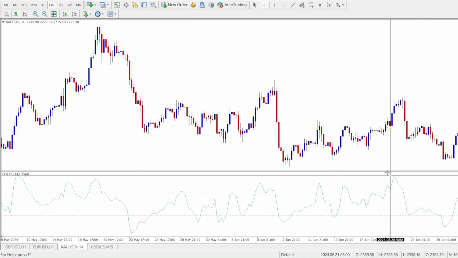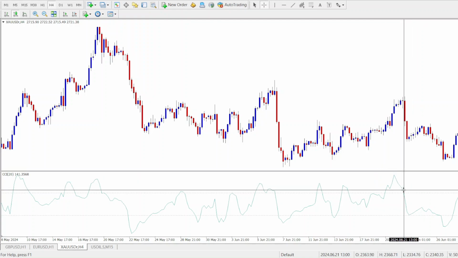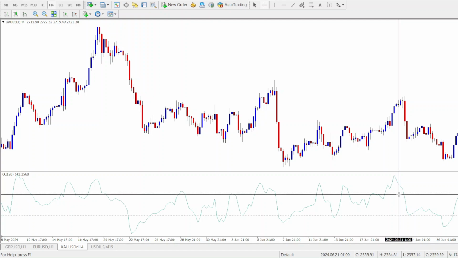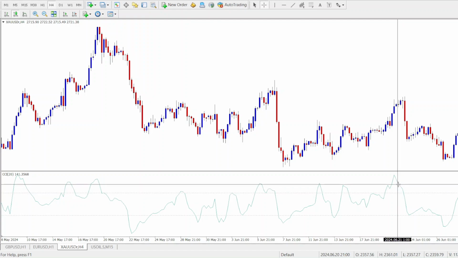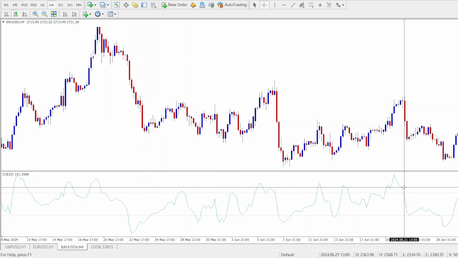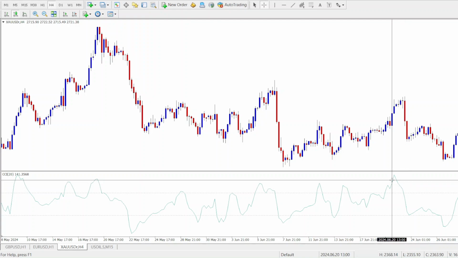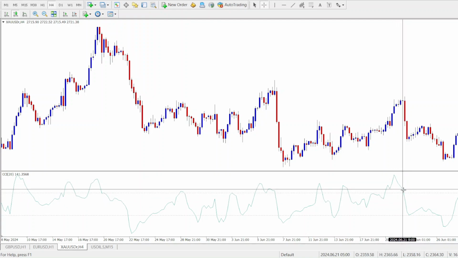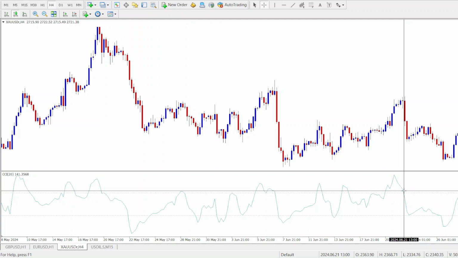Then as for a sell, when the CCI crosses below the plus 100 from above, it indicates that bullish momentum is weakening. So it signals a potential sell opportunity. So when you find the CCI crossing below the plus 100, you can consider entering a sell trade.